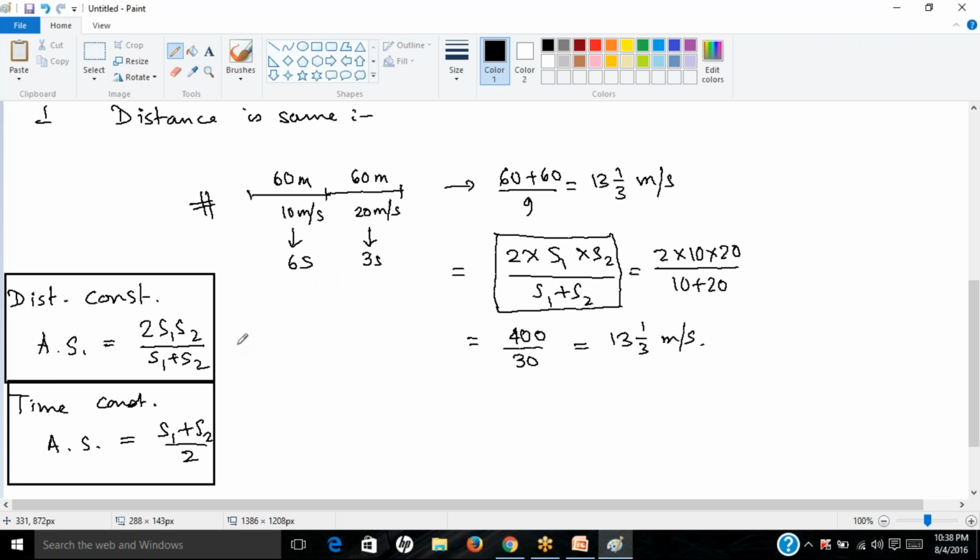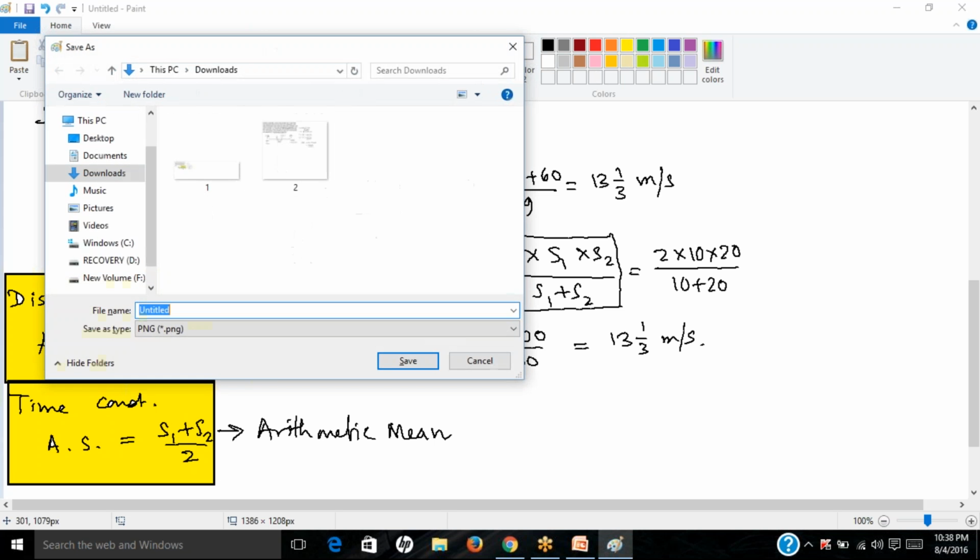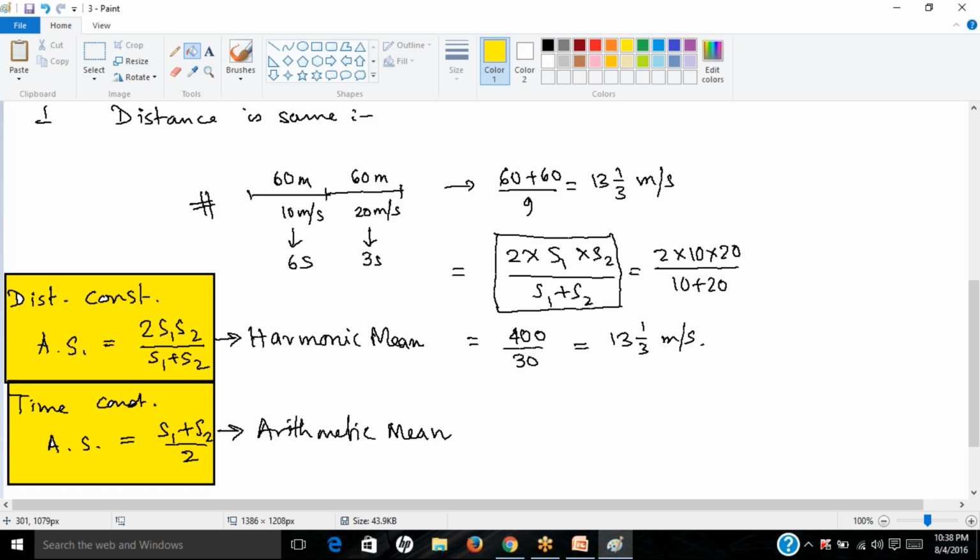Okay? This is the arithmetic mean, whereas this is the harmonic mean. Okay? So every time you come across an average speed question, don't keep on finding distance and time and all that stuff to calculate. You can use shortcuts like this. Okay? So now let's look at an interesting problem.